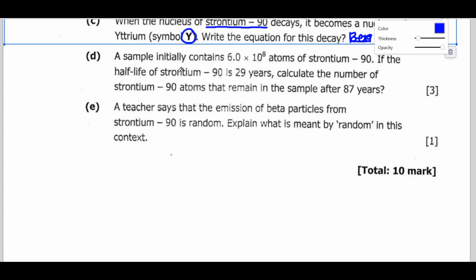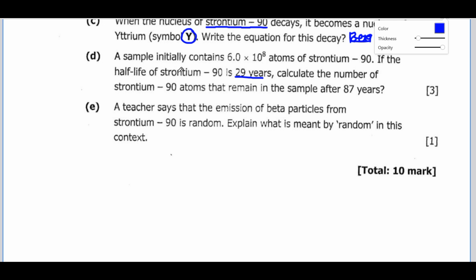question D. In question D, we are told a sample initially contains 6.0 times 10 raised to the power 8 atoms of strontium-90. If the half-life of strontium-90 is 29 years, calculate the number of strontium atoms that remain in the sample after 87 years. Right, so half-life tells us the period taken for half of a substance to decay, or for a substance to drop by half.